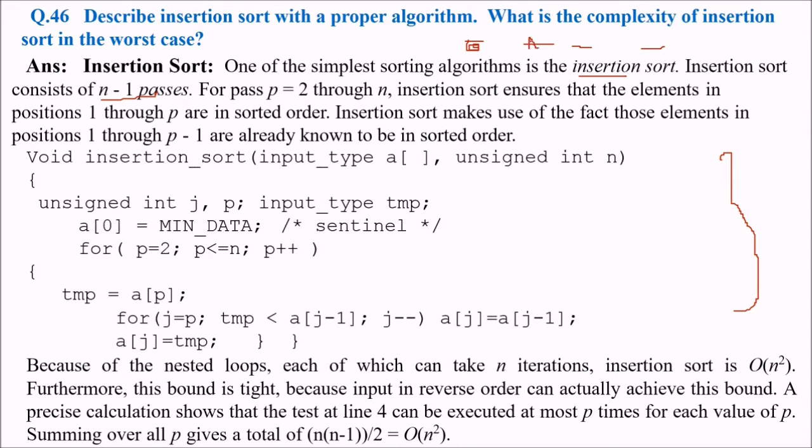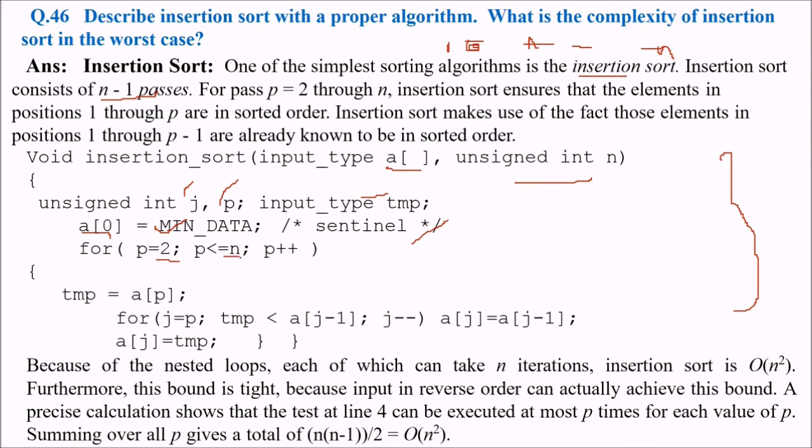So we go from 2 through n, and insertion sort ensures that the elements in positions 1 through p are sorted. Insertion sort makes use of the fact that the elements in positions 1 through p-1 are already known to be in sorted order. So this is insertion sort: if this is some array, we have certain local variables with temp also. We start with A0 and assign it the minimum data, that is a sentinel.